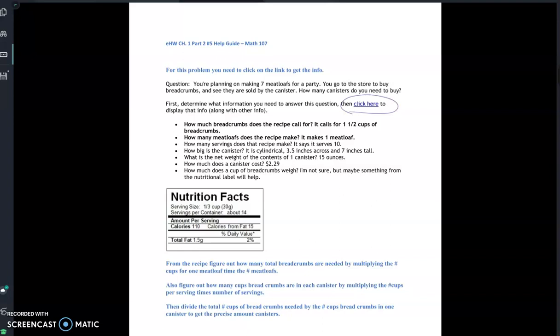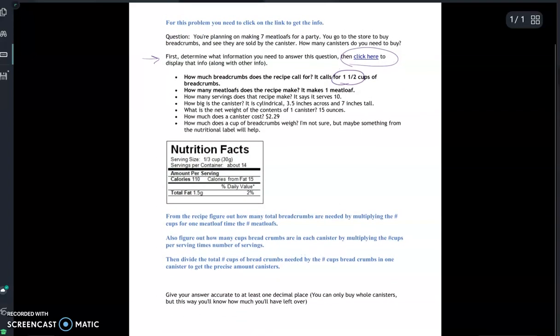First determine what information you need to answer this question, then click here to display that info along with other info. It's kind of designed originally to be a discussion in a classroom, and we're trying to simulate that online. So you think about what you need and then look here and you'll get that info. How many breadcrumbs does the recipe call for? It's 1.5 cups of breadcrumbs. If you don't click on that, you won't get any of the info that you actually need. So that's really important right off the bat.